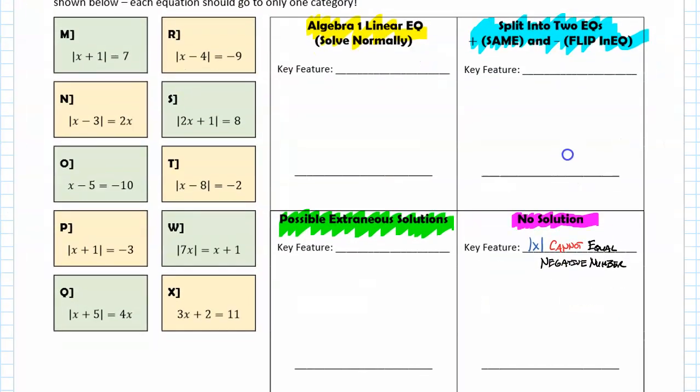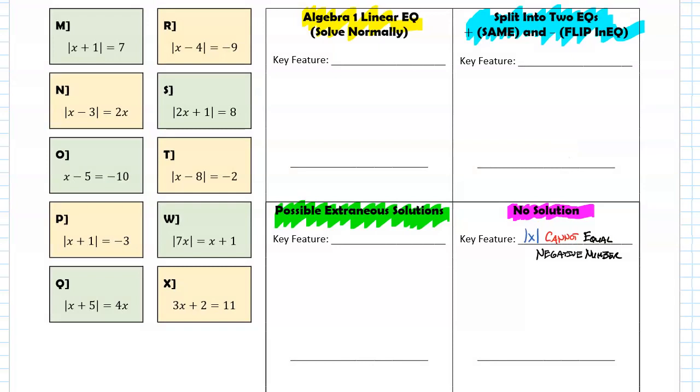So taking a look at our 10 options, we see that the first identified is option P, absolute value of x plus 1 is equal to a negative 3. Looking through again at the different options that we have, we see that option R has absolute value equal to a negative number. Option T has absolute value equal to a negative number. And that's it.